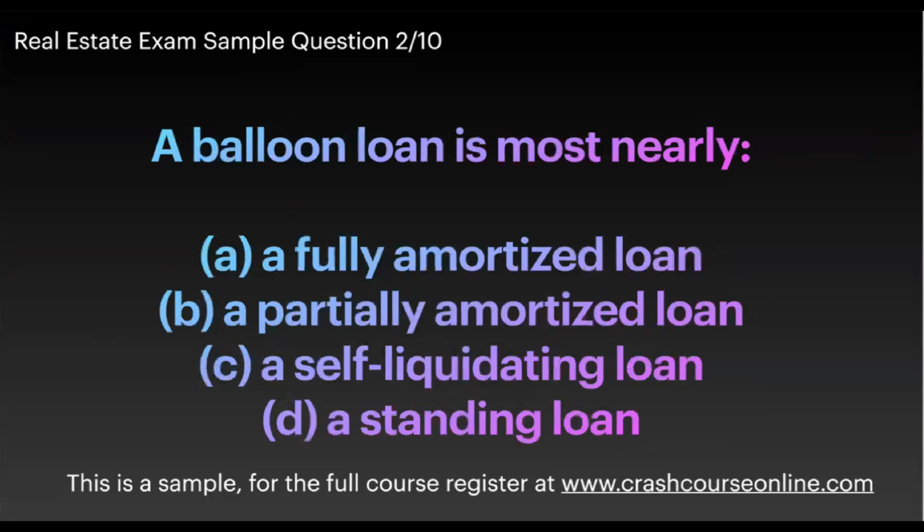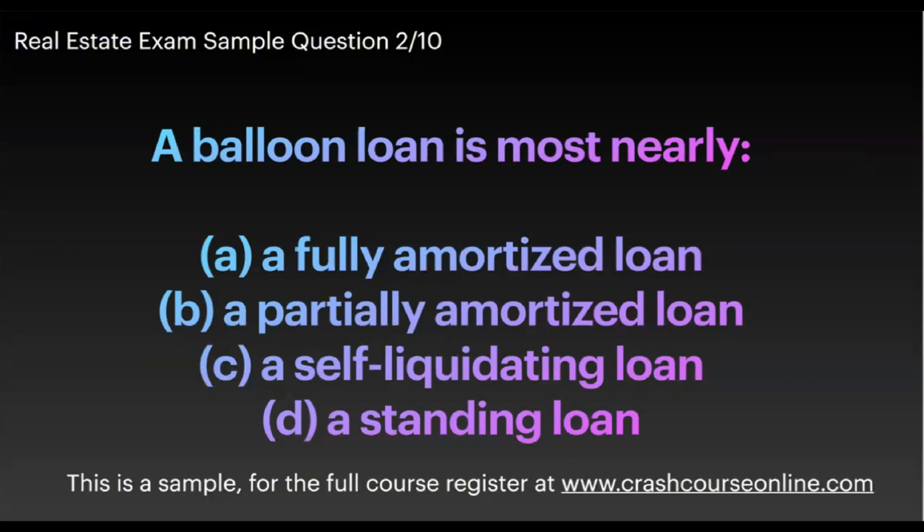A says a fully amortized loan. A fully amortized loan probably would not have a balloon payment. Why? Well, fully amortized means that the loan is paid off at the end of the loan term. So if it's fully amortized, the loan balance would be zero. You don't need to have a balloon payment. So A is not right.